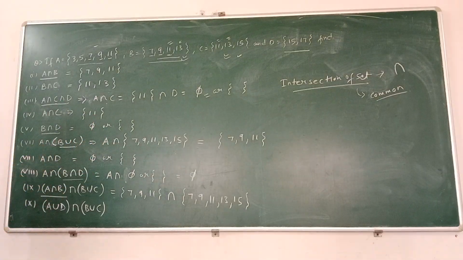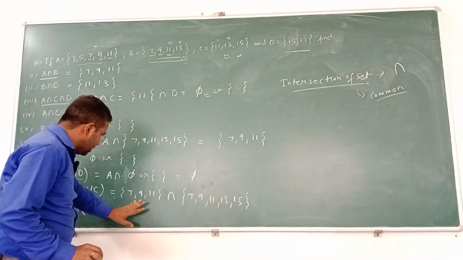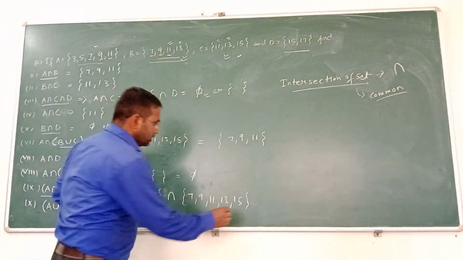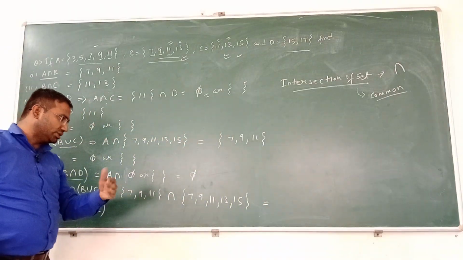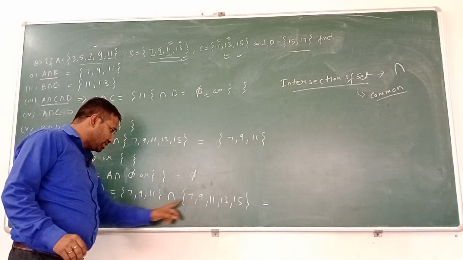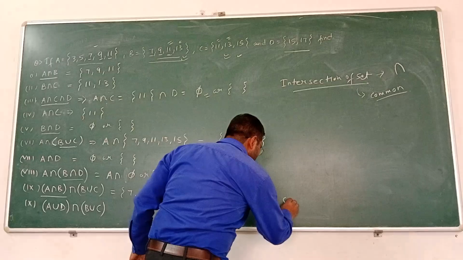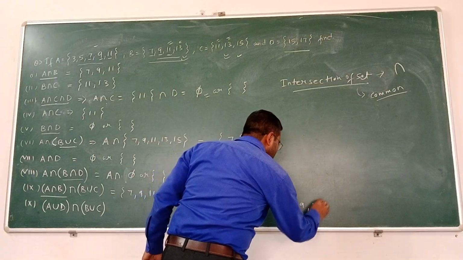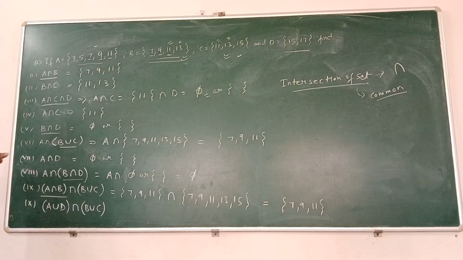Common element should not be repeated. Okay, so in this way you will write here. Now we have to write the intersection of this set and this set. Intersection means you have to see the common elements. So see 7, 7, 9, 9, 11, 11. Common elements are there. So you will write 7, 9, 11 will be the intersection of this set.